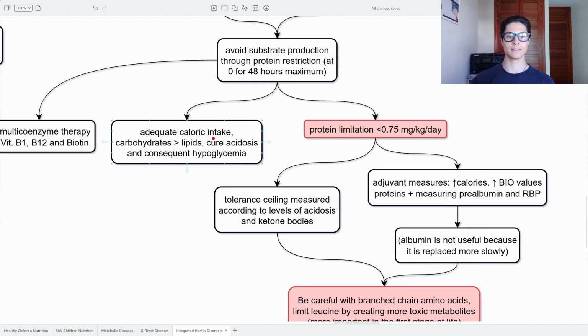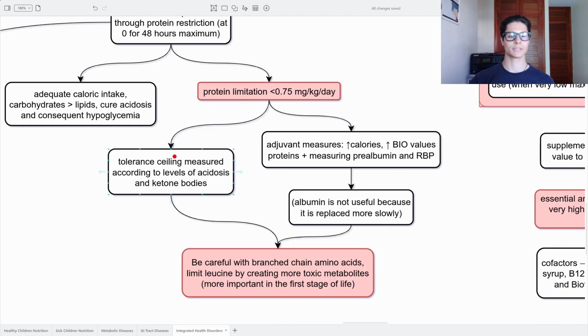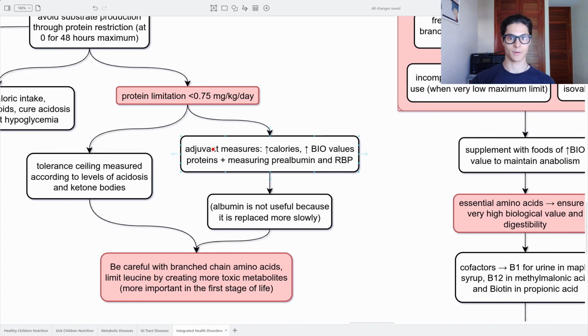An adequate caloric intake, provide carbohydrates over lipids. We have to cure the acidosis and consequent hypoglycemia. We have to limit the protein intake at 0.75 milligrams per kilogram per day. As you can see, it is very low for a child. The tolerance ceiling is measured according to the levels of acidosis and ketone bodies. This is very important to remember. And the adjuvant measures are high calories, high biological value proteins, and measuring the prealbumin and the retinol binding protein, so fast turnover protein. Albumin is not useful because it's replaced more slowly.